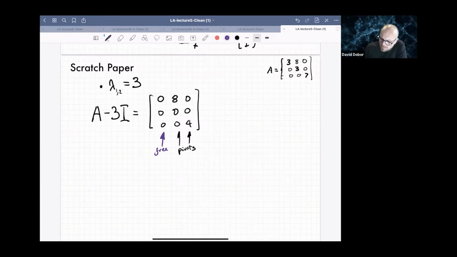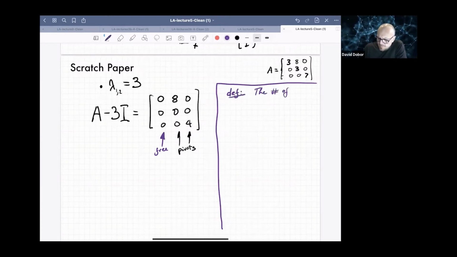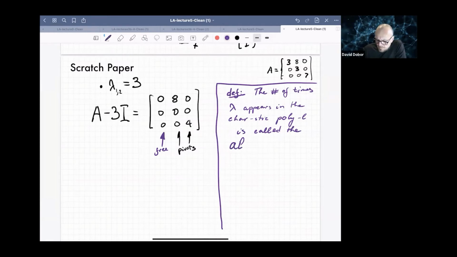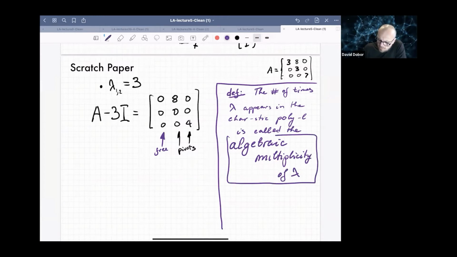Let me, for a second here, make an important side note. Definition: the number of times a root appears in the characteristic polynomial is called the algebraic multiplicity of the root. This is one of our 2 key definitions of today.